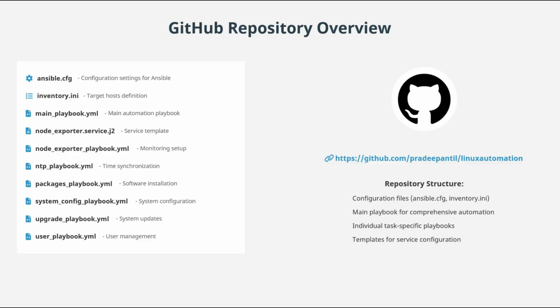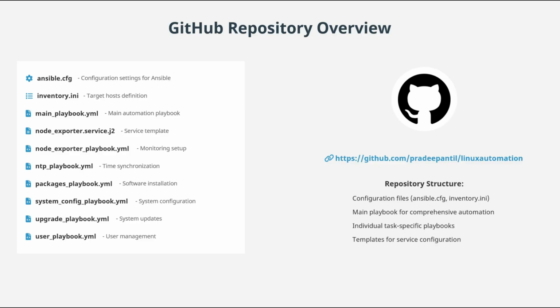Various playbooks like main_playbook.yml, node exporter, ntp playbook, packages playbook, system config, user and upgrade playbooks. These YAML files contain the actual automation logic defining the tasks to be performed on our Linux servers. For instance, main_playbook.yml is a comprehensive playbook that handles user creation, package installation, NTP configuration, hostname setup, timezone settings, and even the installation of Prometheus node exporter, which is vital for monitoring.